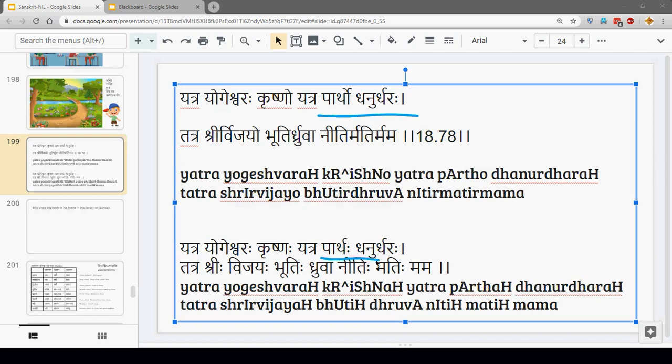Similarly, Partho Dhanurdharaha. If there is a pause between the two words, it remains Parthaha, which is the original word, and Dhanurdhara. But if they are pronounced closely and continuously, Partho Dhanurdharaha, then it changes to Partho.